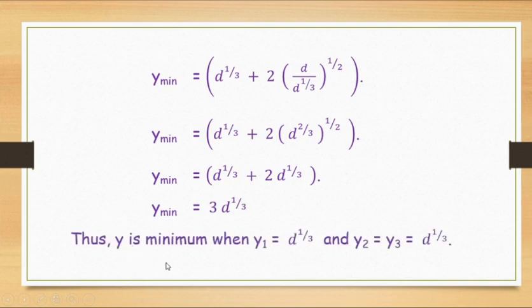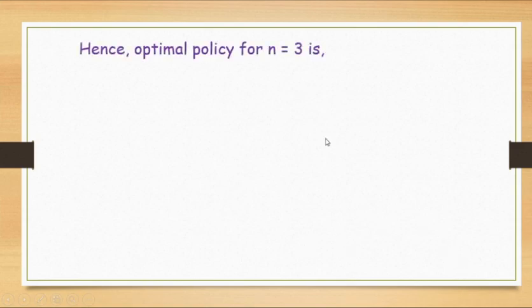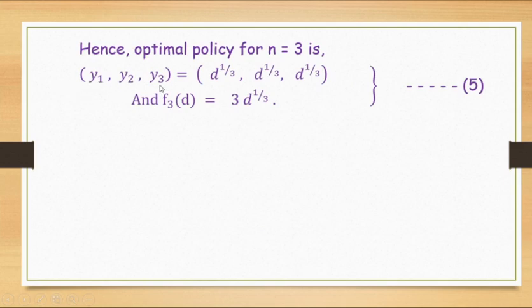Thus y is minimum when y1 is equal to d raised to 1/3 and y2 is equal to y3 is equal to d raised to 1/3. Means all the three parts are equal and their value will be d raised to 1/3. Hence the optimal policy for n equal to 3 is y1, y2, y3, they are all equal and its value will be d raised to 1/3 each, and therefore f3 of d is equal to 3 times d raised to 1/3.